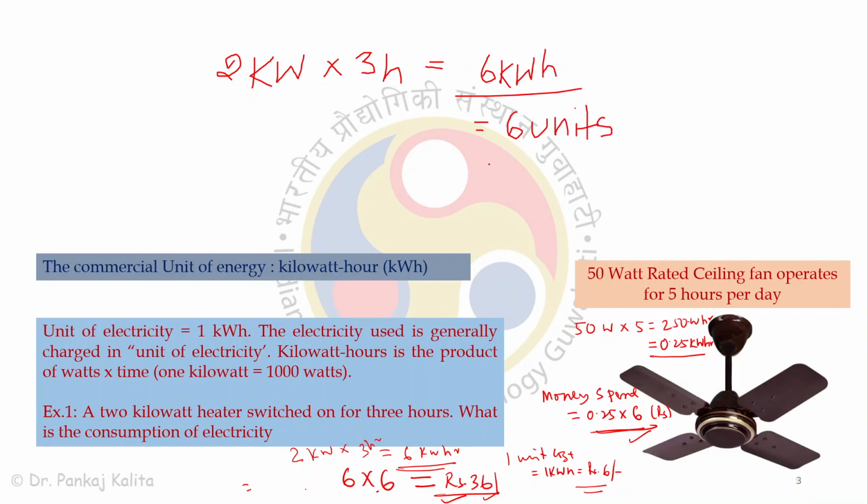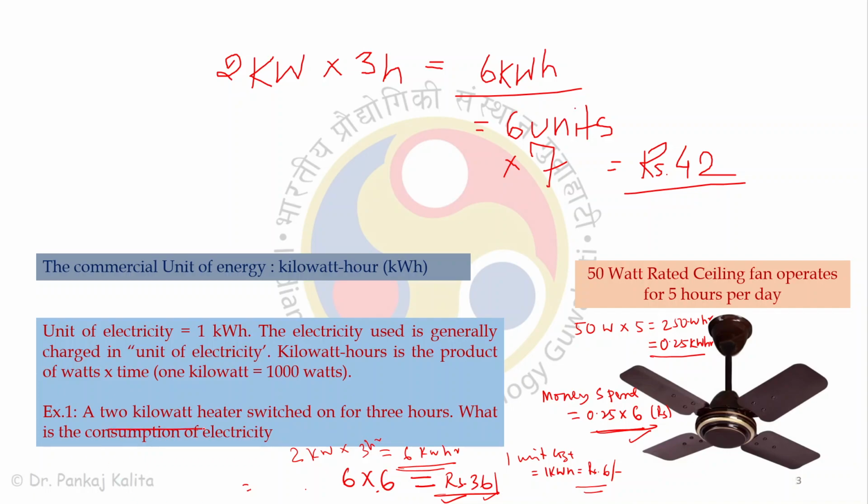Now, generally electricity is billed at 7 to 8 rupees. So let's take 7 rupees. So rupees 42. If you run a 2 kilowatt heater for 3 hours, it will cost you around rupees 42, depending on the price of electricity in your state or in your city. That is why people say, don't use heaters. Heaters consume a lot of electricity.